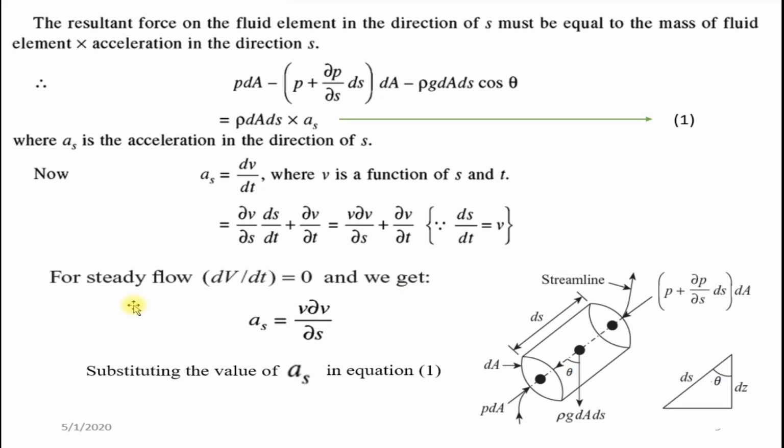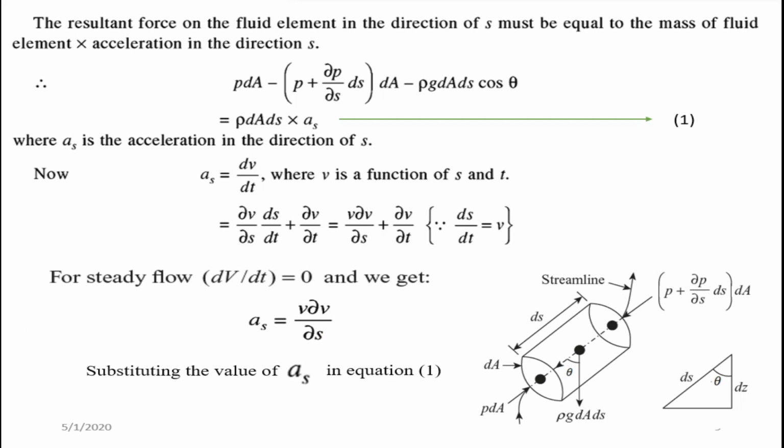Now, so ∂V/∂t is equal to 0, just substitute here. Therefore acceleration a_S is equal to V into ∂V/∂S. This term will go because of steady flow. So the remaining is acceleration a_S equal to V into ∂V/∂S.